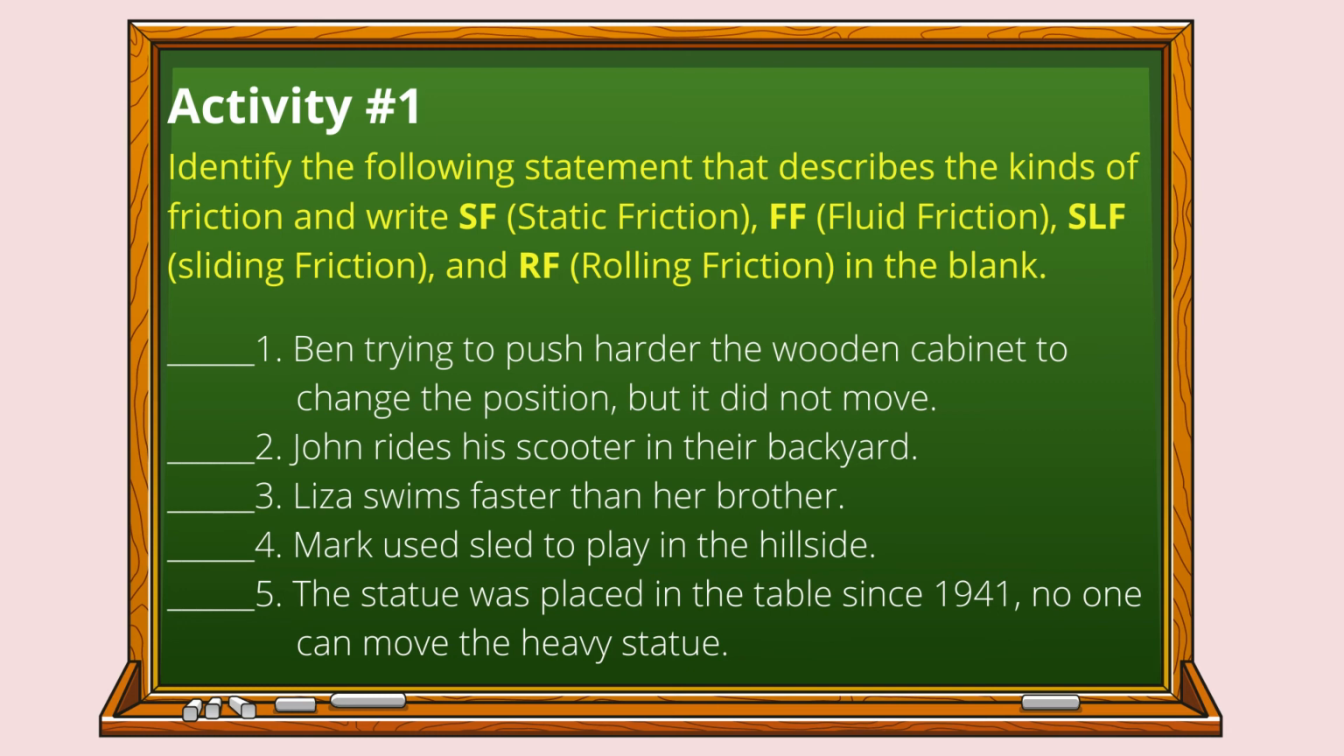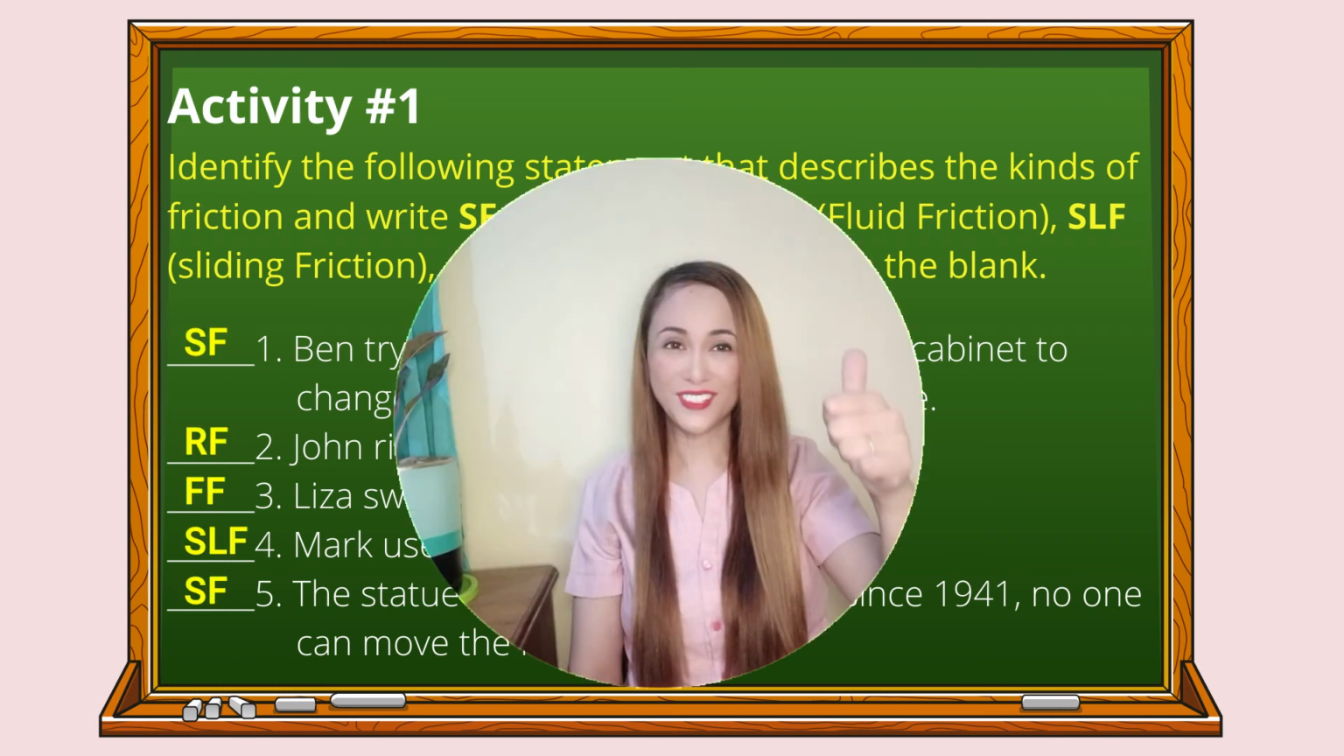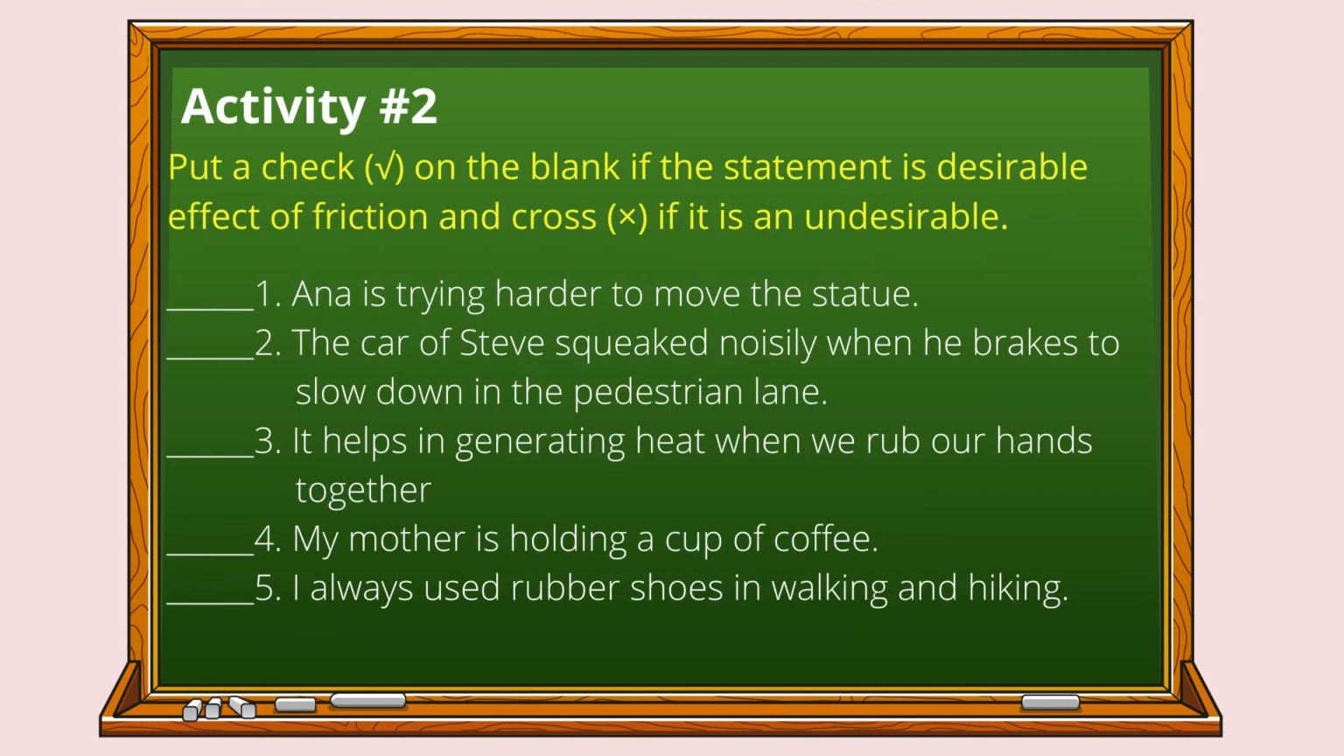Number 3. Lisa swims faster than her brother. Number 4. Mark uses a sled to play on the hillside. Number 5. The statue was placed on the table since 1941. No one can move the heavy statue. Very good! Correct!